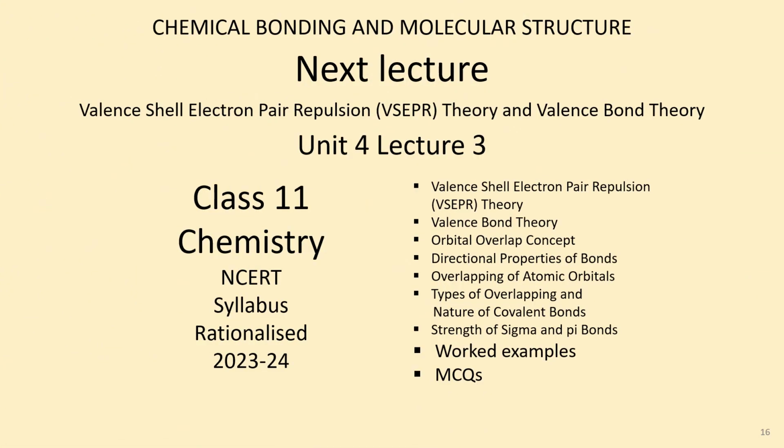With this, we come to the end of lecture 2. In the next session, we will discuss valence shell electron pair repulsion, that is VSEPR theory, and valence bond theory. Till then, you study this lecture, listen to this lecture too, and note down all the important points.